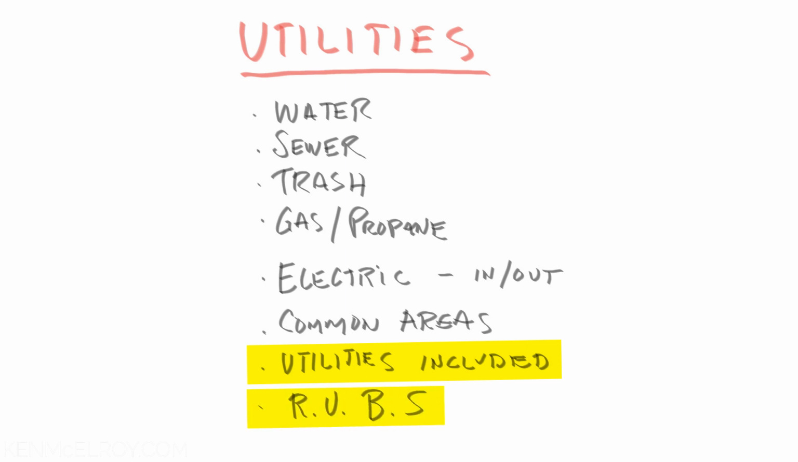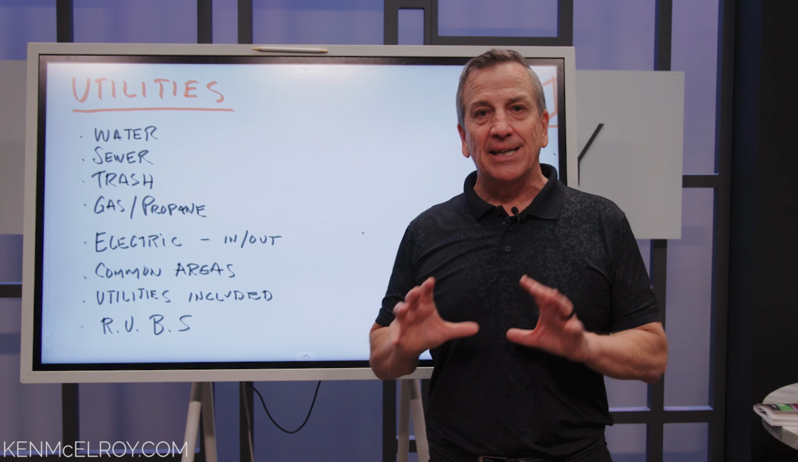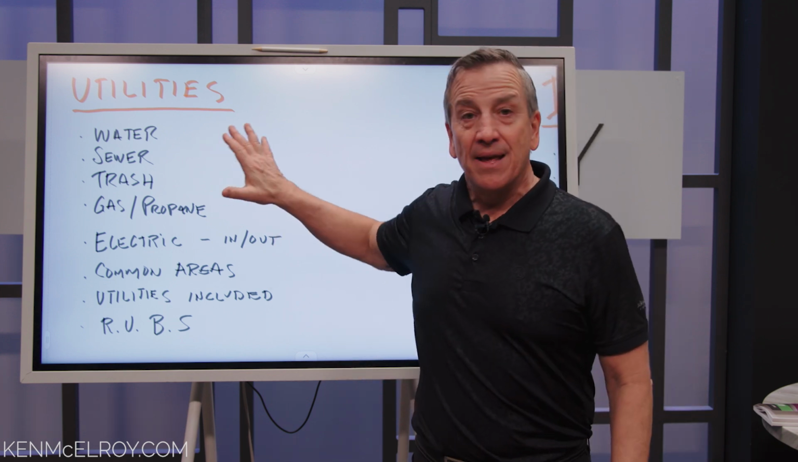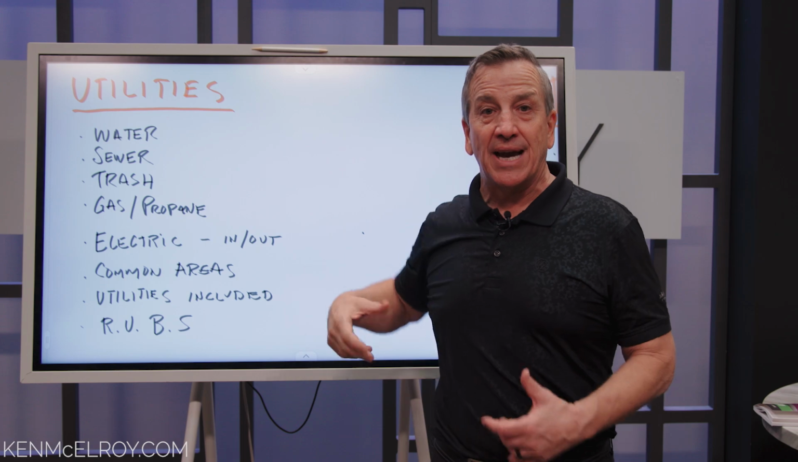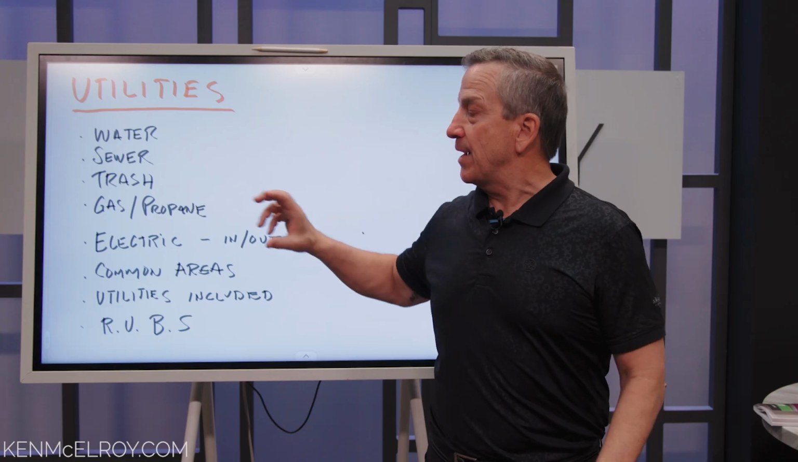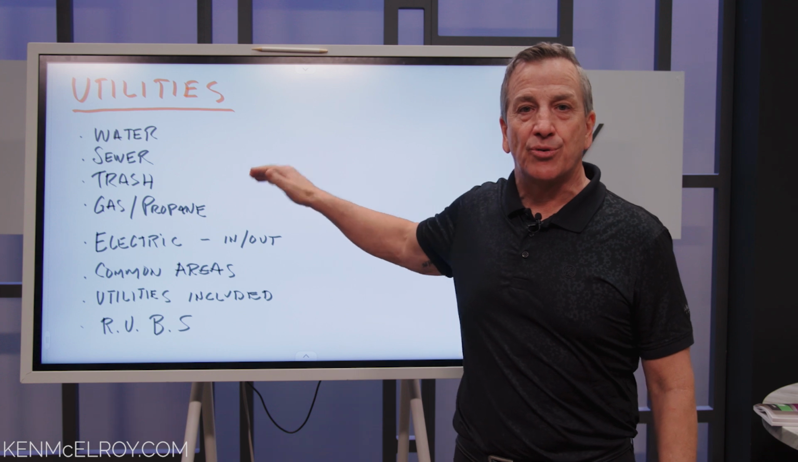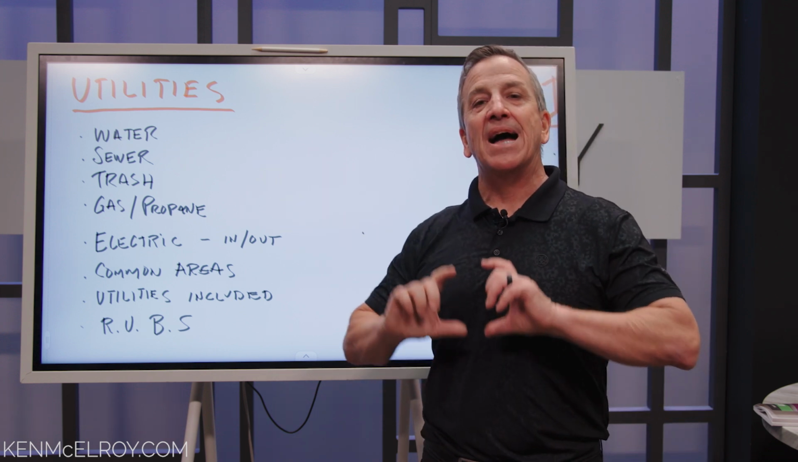The last piece I want to talk about is the RUBS program, which is Resident Utility Billing System. Basically what this does is it charges back these top basic utilities: water, sewer, trash, gas, propane. So how it works is you take away the common area from the bill because as a landlord, you don't want to charge the common area to your tenants. The allocation of water, sewer, trash, and gas and propane goes back to the tenant.